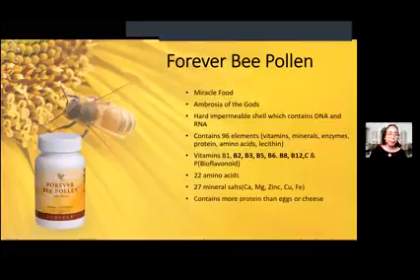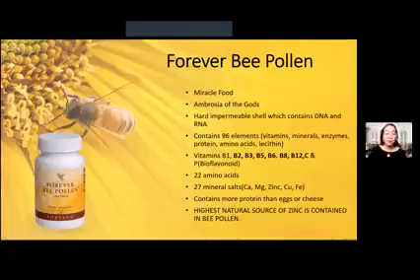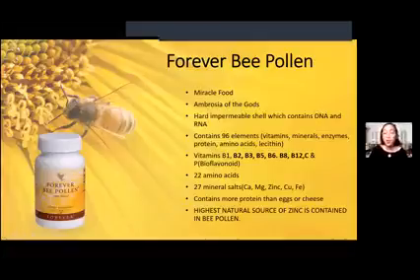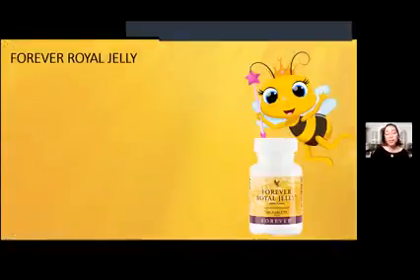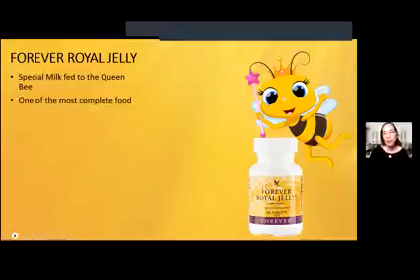Now, look at that. It has the highest natural source of zinc in nature, meaning if you want to find zinc that is natural, bee pollen has the highest natural source of zinc. Then the Forever Royal Jelly. By the way, the bee pollen is the food of the worker bee, while the royal jelly is the food of the queen bee. So it is also one of the most complete foods, just like the bee pollen.